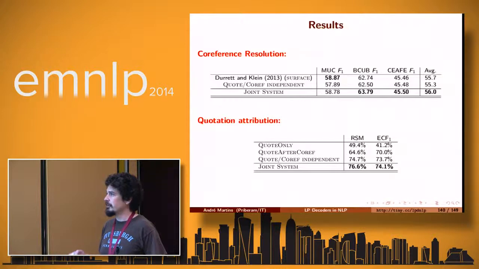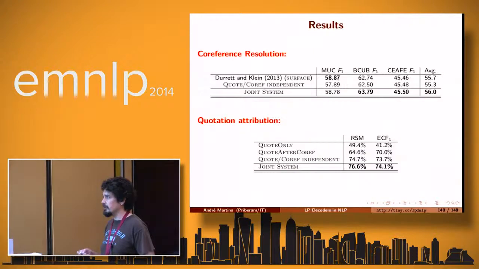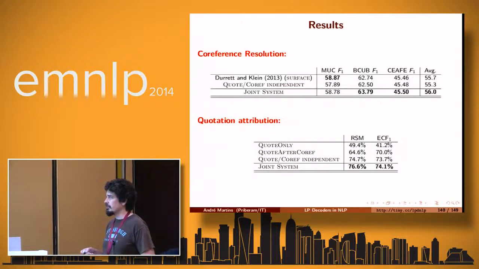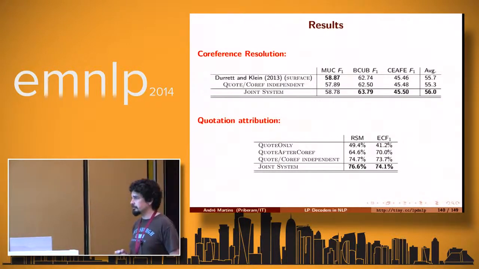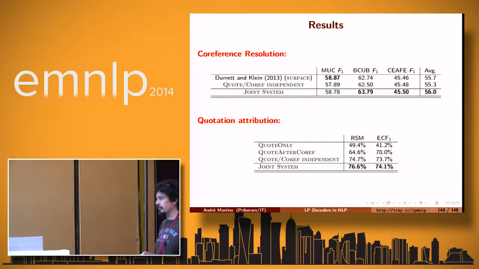All right, so these are the results that we obtain. We are comparing here the results on the two tasks, coreference and quotation attribution, by using a joint system. We can see that there are some slight improvements on coreference compared with the system where quotation and coreference are done independently. We are also showing here the results obtained by the recent system of Durrett and Klein. It's not a large improvement, but it's a significant one. And for quotation attribution, we are comparing also with doing quotation after coreference and quotation and coreference independently, and using these two metrics, we also benefit from doing the two things together.